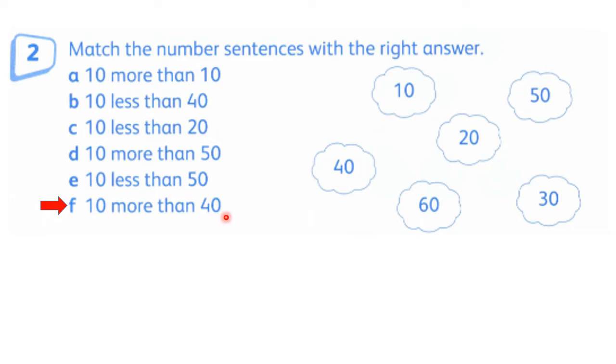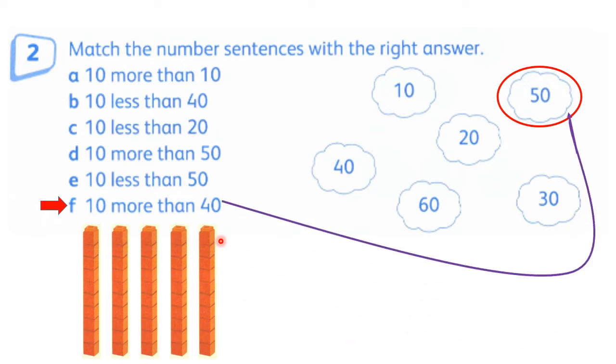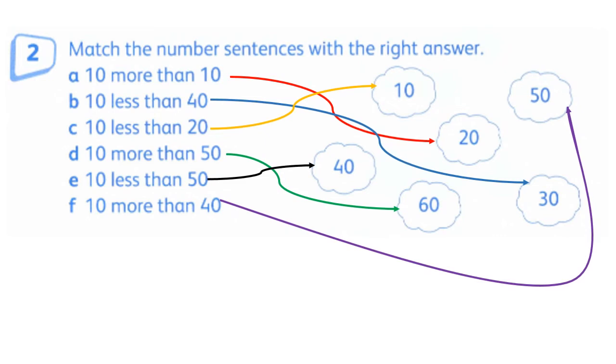10 more than 40. 10, 20, 30, 40. 10 more. That's right. It makes 50. 10 more than 40 equals 50. These are the answers all together.